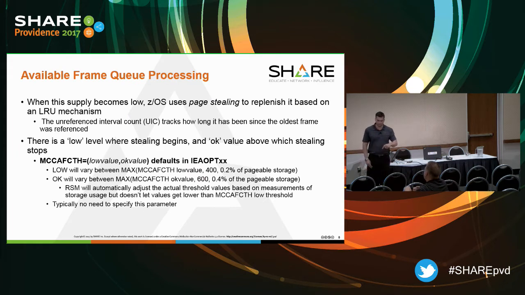Okay, how do we get through the available frame queue? So z/OS manages this, right? He does it on an LRU basis, just like you would for a buffer pool. When he gets low, he's going to start paging. The thing that we commonly find that capacity planners in general have a problem with is using the unreferenced interval count, the UIC, as far as looking at how much available storage they have. That is actually the useless interval count, the UIC.